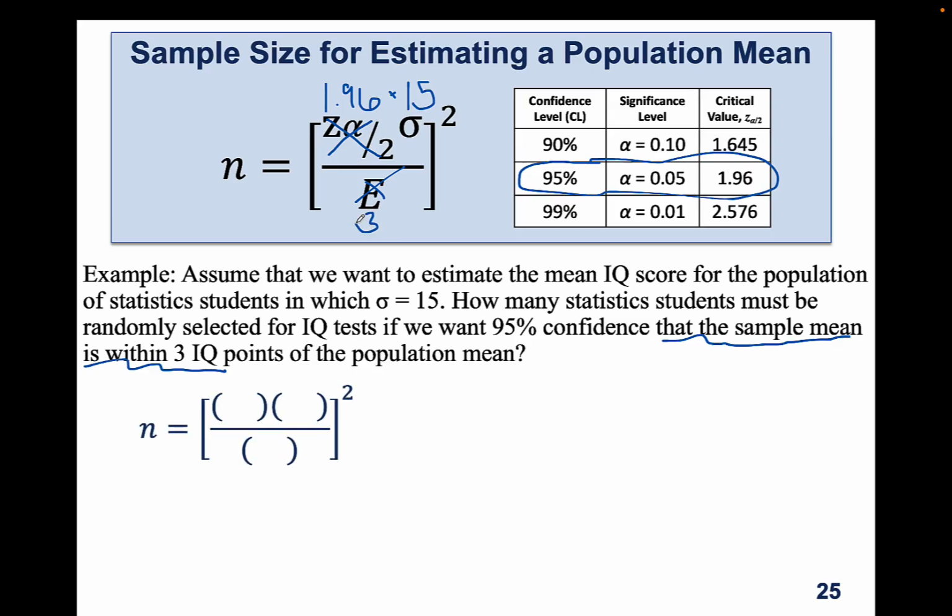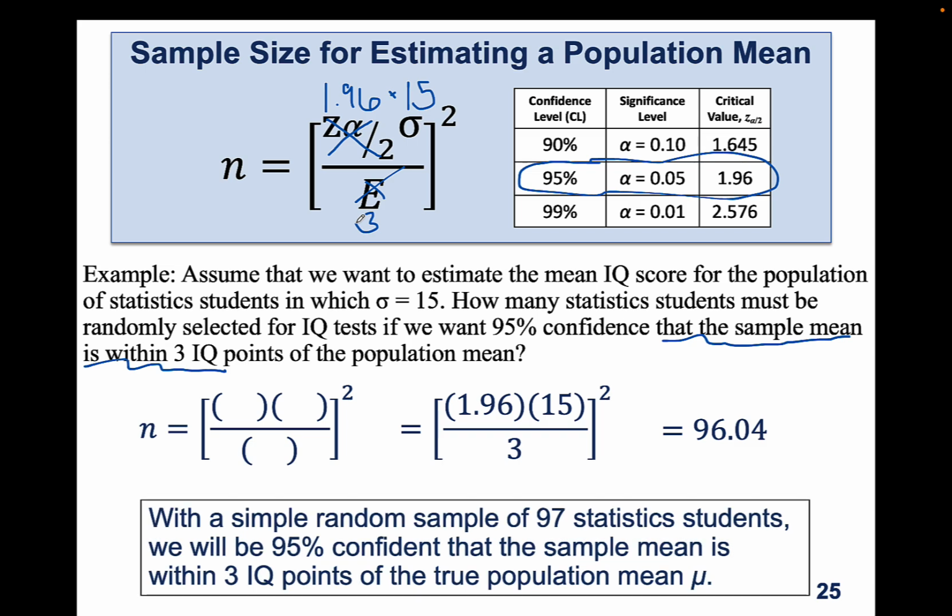Plugging it in to the formula, we'd get a 1.96, a 15, and a 3 in those blanks, which leads us to 96.04. And we know that with sample size, we would say with a simple random sample of, and we always round up, 97 statistics students, we will be 95% confident that the sample mean is within 3 IQ points of the true population mean.